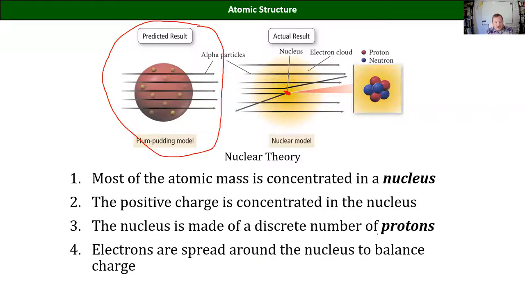Right? And so the nucleus is made up of a bunch of discrete objects, and by discrete, I mean the math sense of the word, meaning it has to be a counting number. So there's no tenths of a proton. A discrete number means it's only integers. And so this nuclear theory said that you had to have a discrete number of protons in the nucleus, and that's also where all the mass was.